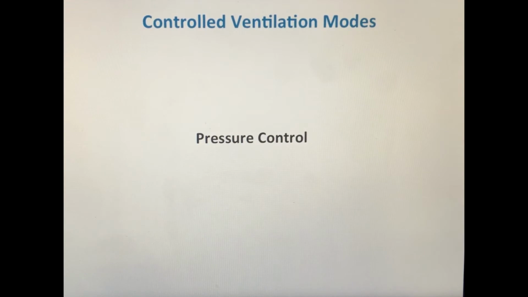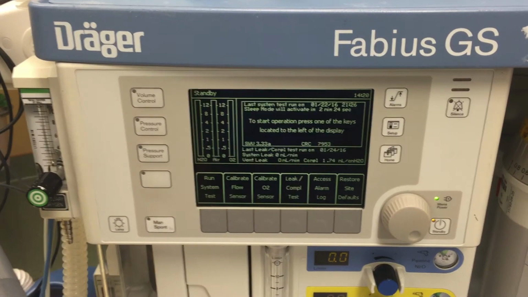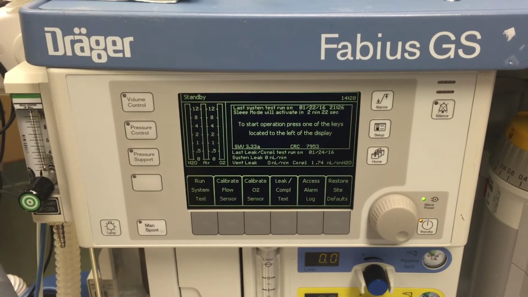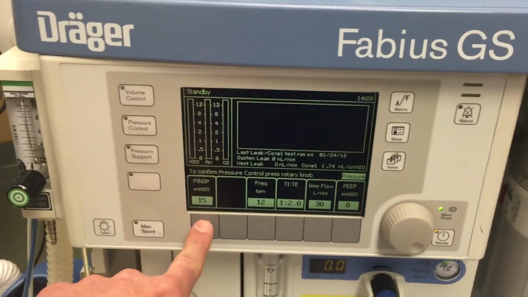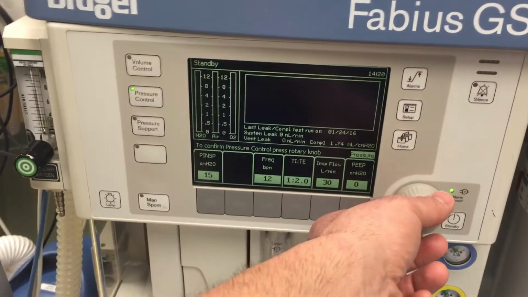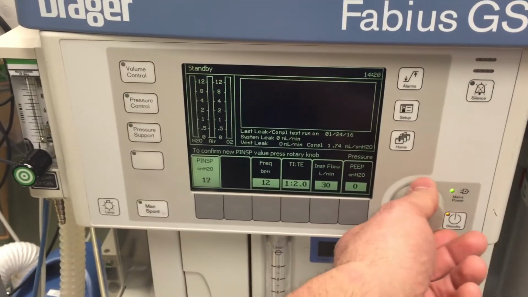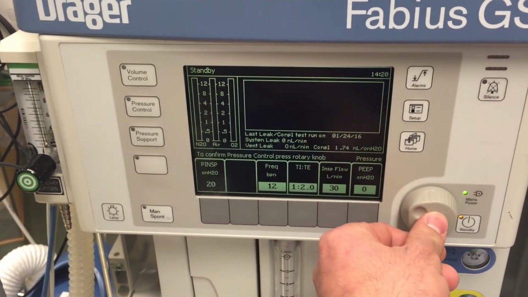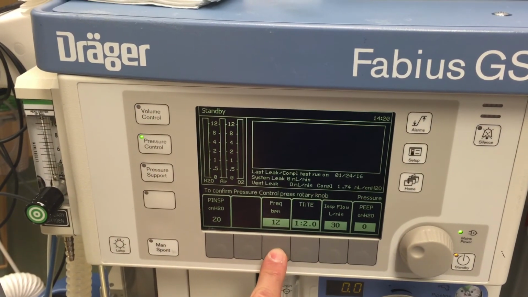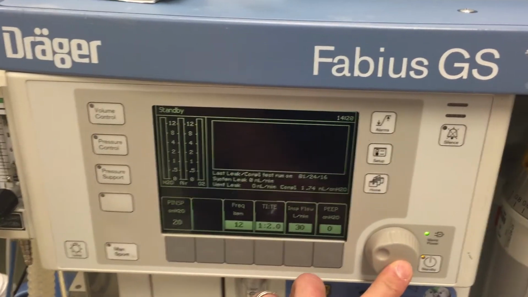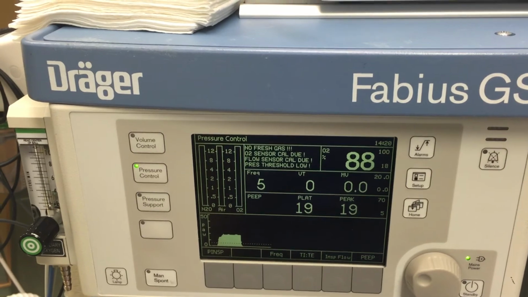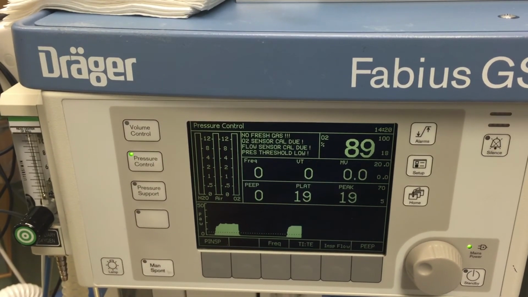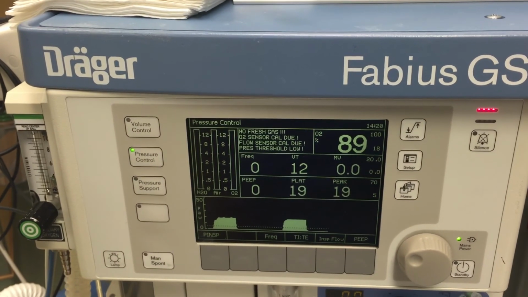Finally, we will end with pressure control ventilation. Here we'll demonstrate pressure control ventilation, where we push pressure control. We then set the pressure. Here, we'll set it at 20 centimeters of water pressure. We are doing this also at a rate of 12 breaths per minute. So now, the ventilator will deliver a pressure of 20 centimeters of water pressure 12 times a minute. This is pressure control ventilation.